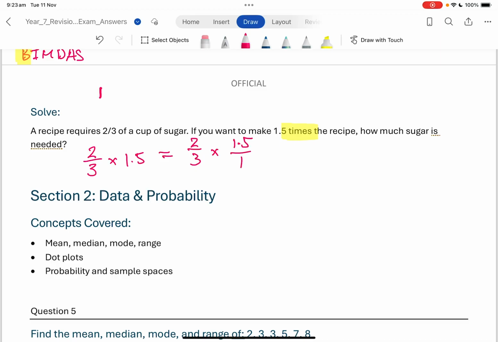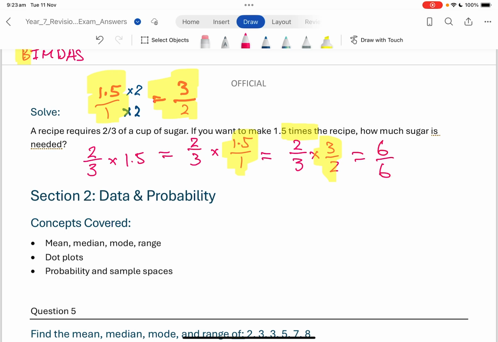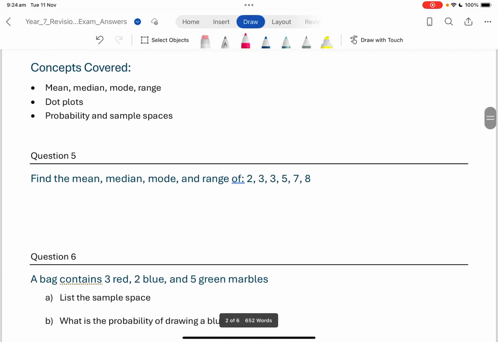And the 1.5 over 1 thing, that's a little weird, right? Let's get rid of the decimal inside of the fraction here. Let's multiply the top and bottom by 2. And we can see that becomes 3/2. So now I have 2/3 times 3/2, because remember, 1.5 over 1 is equivalent to 3/2, right? So we got 2/3 times 3/2, so that ends up being 6/6, or 1 cup of sugar.